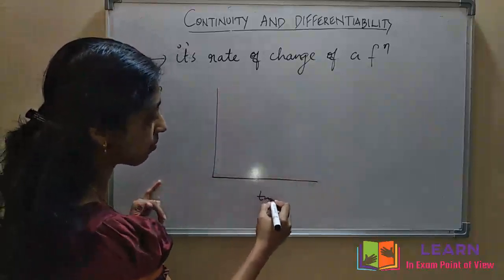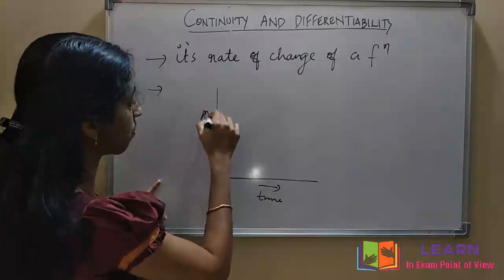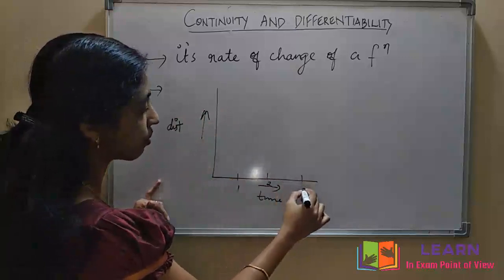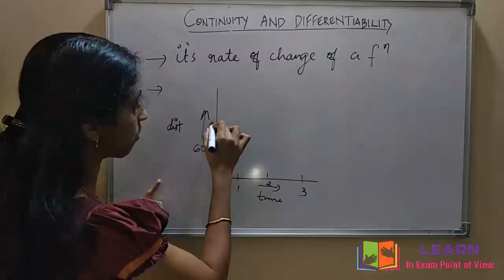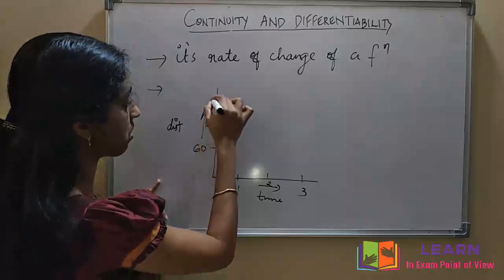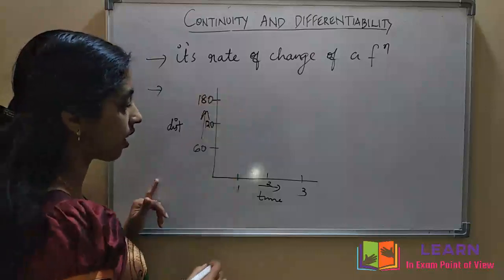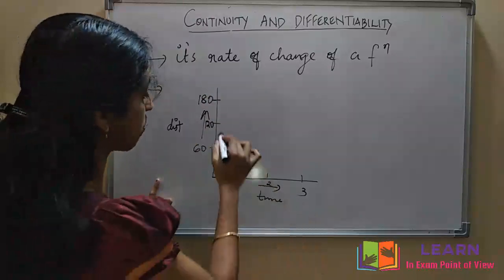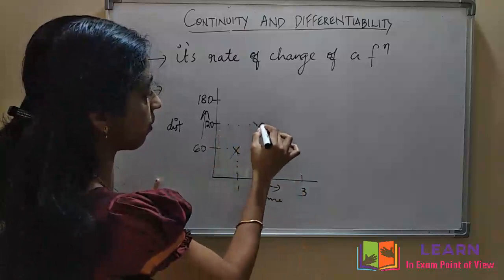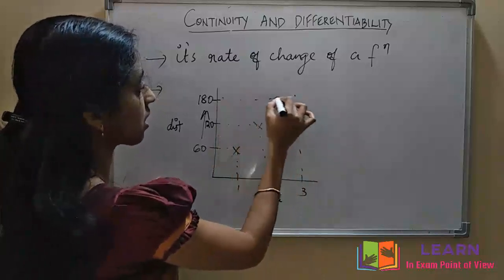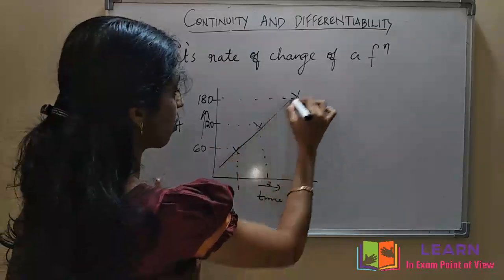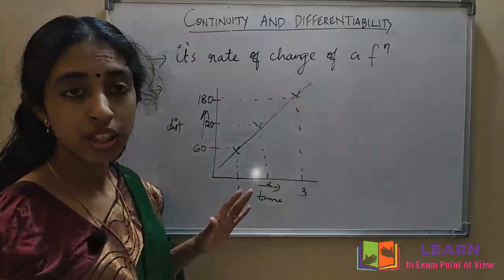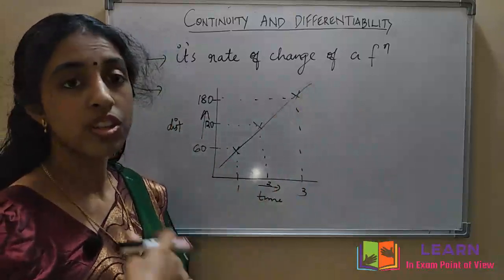If this is time and here we plot distance, time in 1 hour, 2 hours, 3 hours, you are at 60 km, again 60, 120, again 60, 180, correct? So at 1 hour you are at 60 km. Again it is not changing in the second hour. Again in the third hour, again 60 km/h. So you are getting a straight line. Such functions are called constant functions. No need to differentiate such functions.